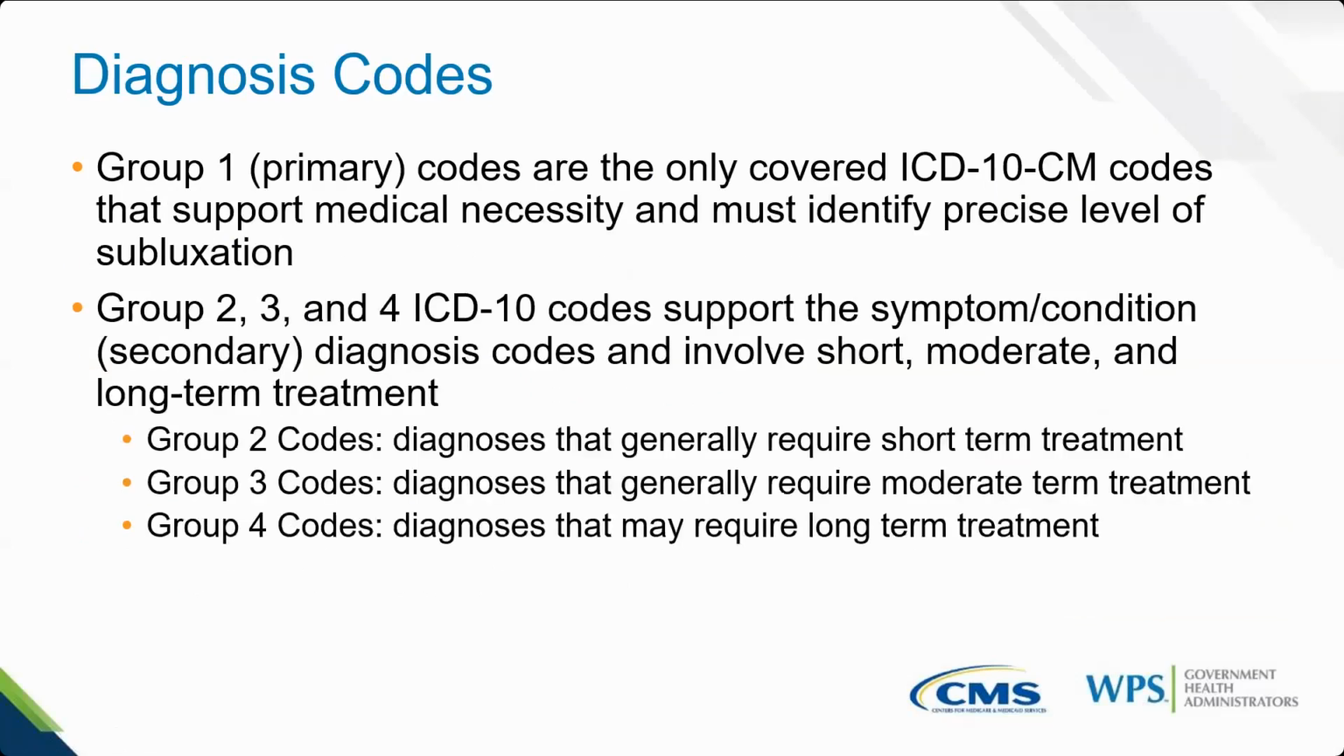The diagnosis codes are grouped into 4 categories. Group 1 primary codes are the only covered ICD-10 codes that support medical necessity and must identify the precise level of subluxation. Group 2, 3, and 4 ICD-10 codes support the symptom or condition, also known as secondary diagnosis codes, and involve short, moderate, or long-term treatment. Group 2 codes are diagnoses that generally require short-term treatment. Group 3 codes are diagnoses that generally require moderate-term treatment, and Group 4 codes are diagnoses that may require long-term treatment.